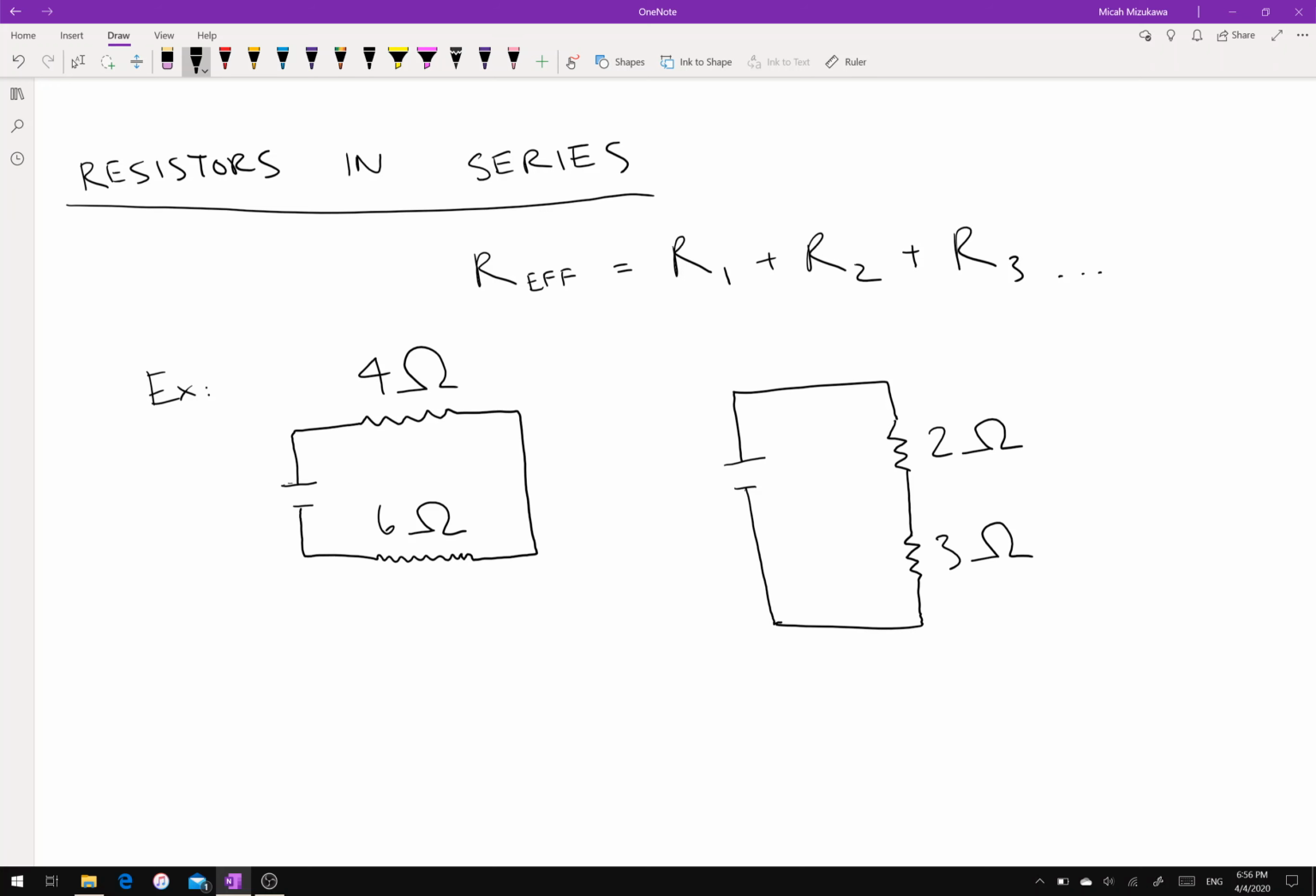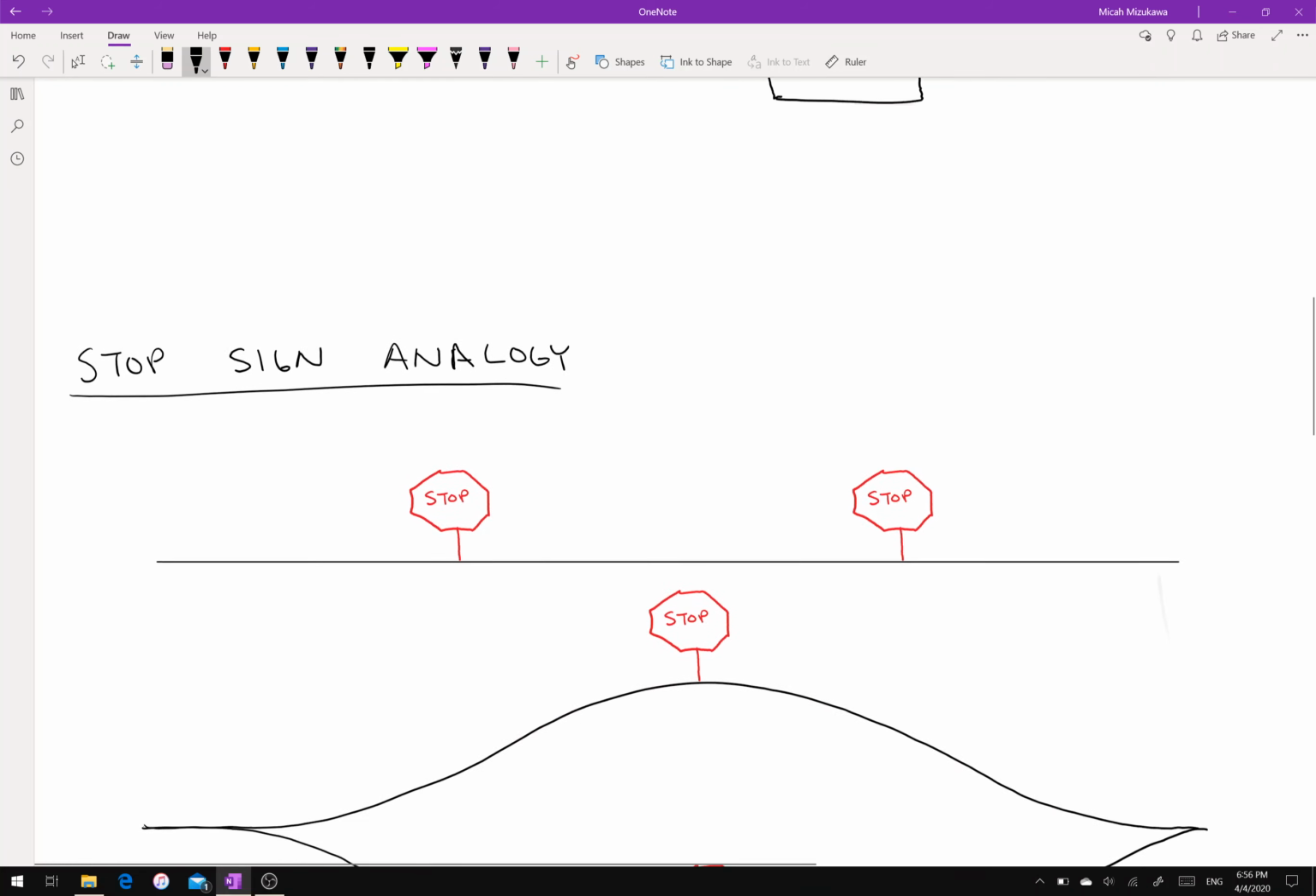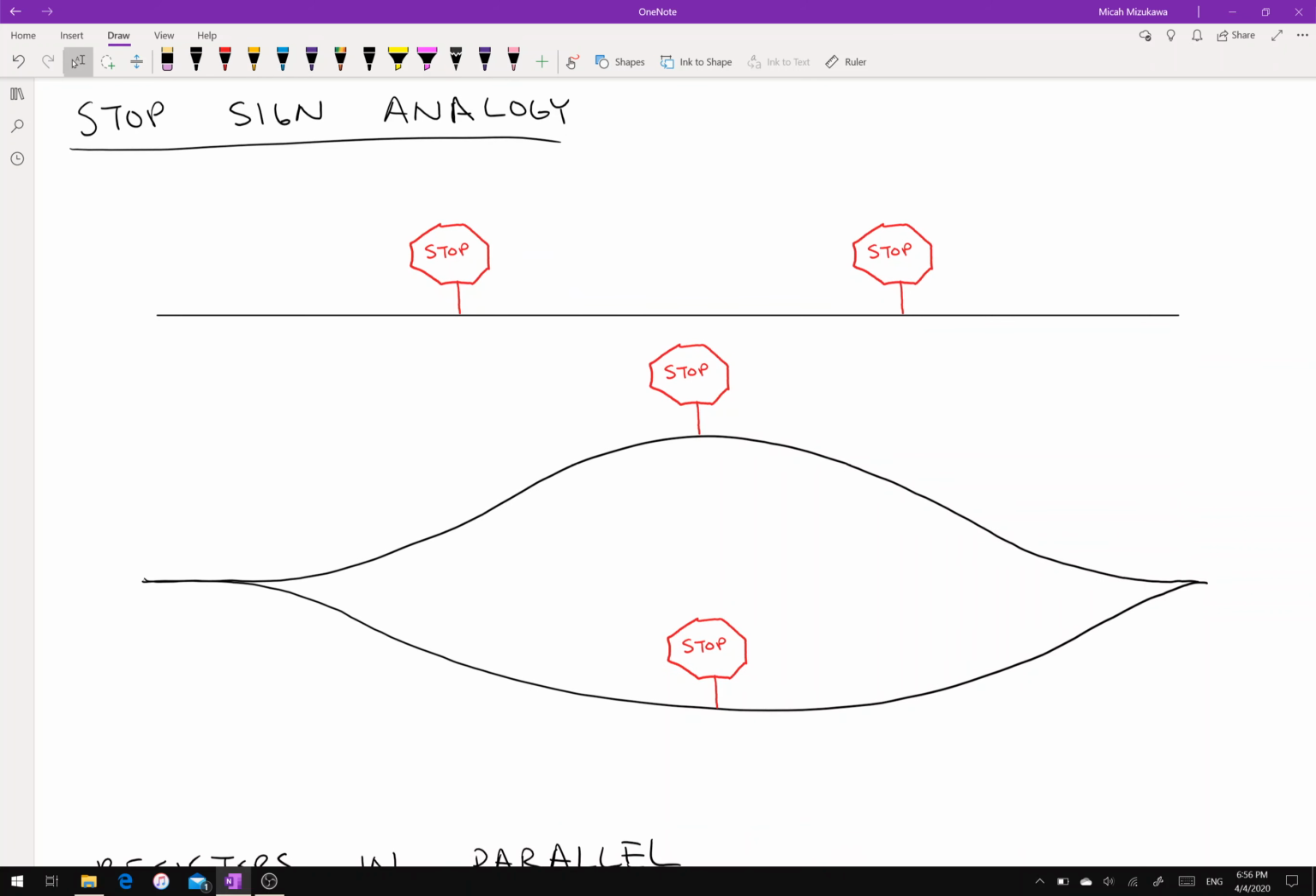Before I move on, I just want to talk about how I think of resistors. I think of resistors as stop signs in traffic. Like I talked about with resistors in series, I like to think of it as one road with 2 stop signs. That's not a very effective way to get through, because a car is always going to have to stop at the first stop sign, then speed up, and then stop at the second stop sign before they can keep going.